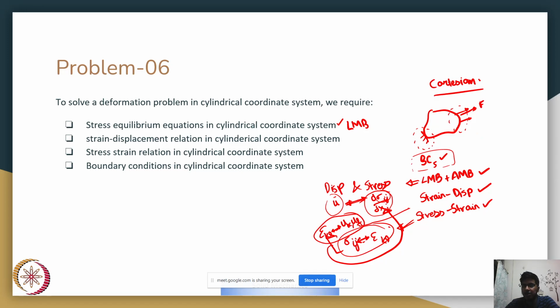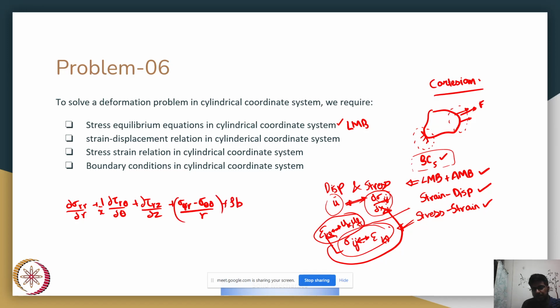All four equations were required in case of Cartesian coordinate system. Similarly, you have your stress equilibrium equations giving you a relation between stress and displacement in the cylindrical system, which is something like dou sigma r by dou r plus 1 by r dou tau r theta by dou theta plus dou tau r z by dou z plus (sigma r minus sigma theta theta) upon r plus rho p r is equal to rho a r. a r is nothing but dou square by dou t square of u r. Right.